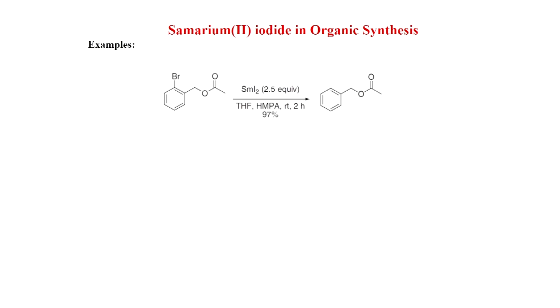Some more examples, here aryl bromide is there, and samarium iodide, THF, HMPA, room temperature, you get this. And so, this is very important in samarium iodide mediated reactions. If there are different groups, the most reactive bond will react first. So, here the ester is untouched.